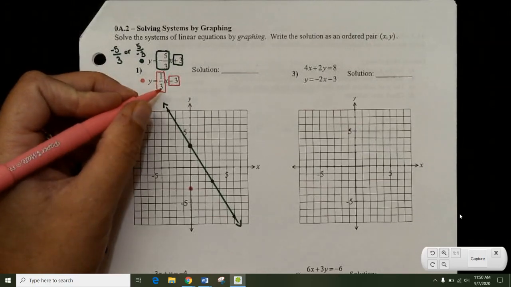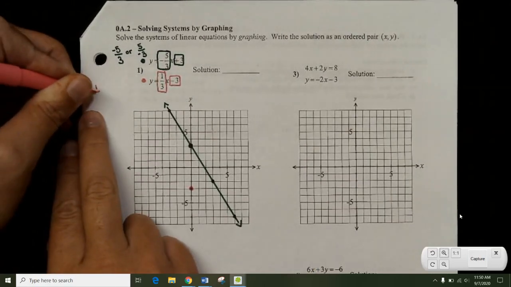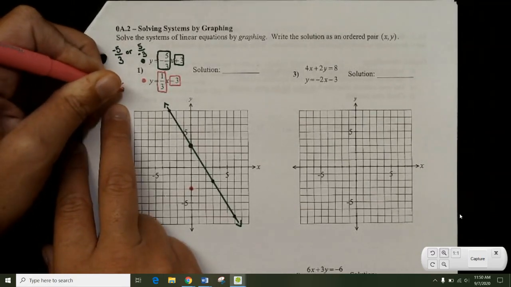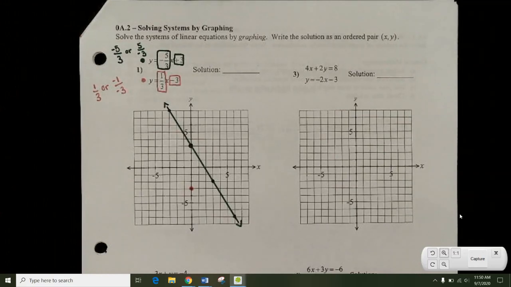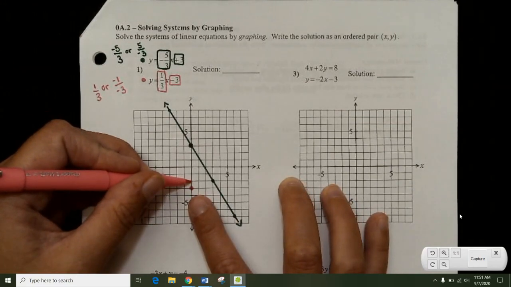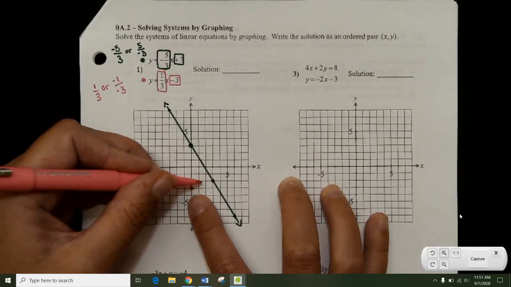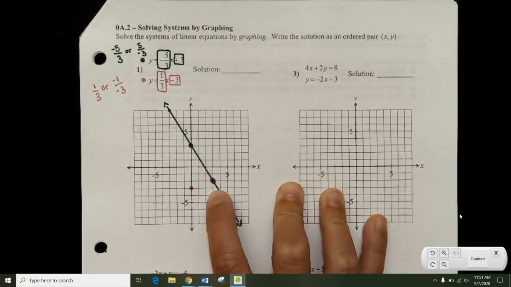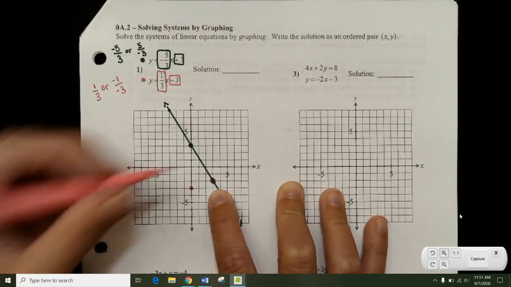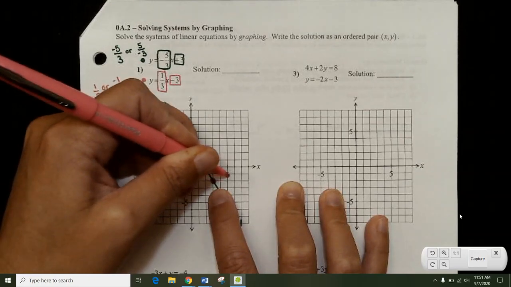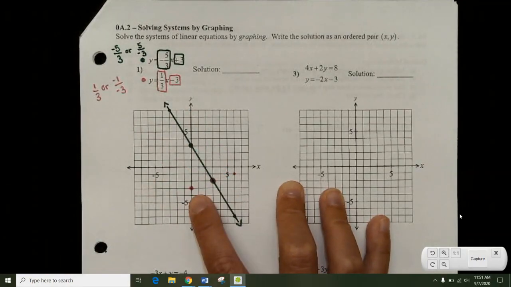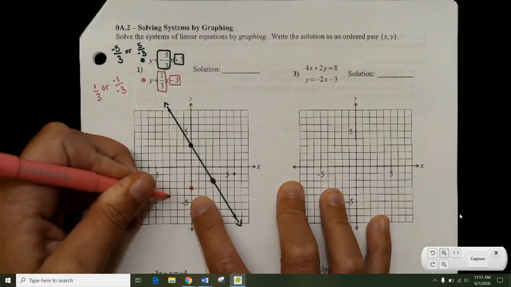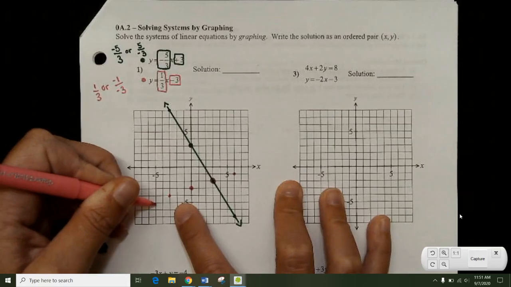Now those are both positive. I can either use 1/3, or I could make them both negative, since a negative over a negative is a positive value. So I'm going to use 1/3, up 1, and then to the right 3, 1, 2, 3, and I have a point. I notice that that's already intercepting that line. So I can continue from there, up 1, 1, 2, 3, another point. And if I use negative 1/3, I would go down 1, left 1, 2, 3. Down 1, left 1, 2, 3.